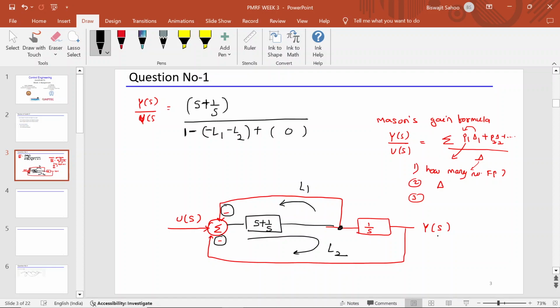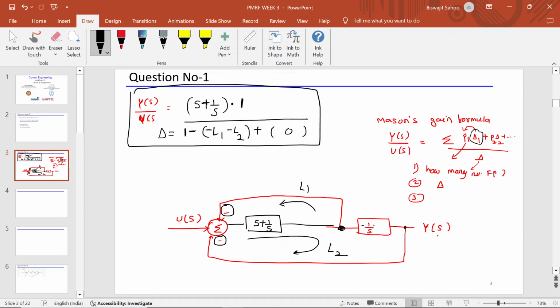After writing this, you have the total loop gain, so delta is calculated. Now you have to find delta 1. Delta 1 means: take the forward path, only one forward path is there, and see which loop is not touching any point on that forward path. Loops L1 and L2 both touch the forward path, so delta 1 is 1. Since there is only one forward path, P2 and delta 2 do not exist. So this is your answer.